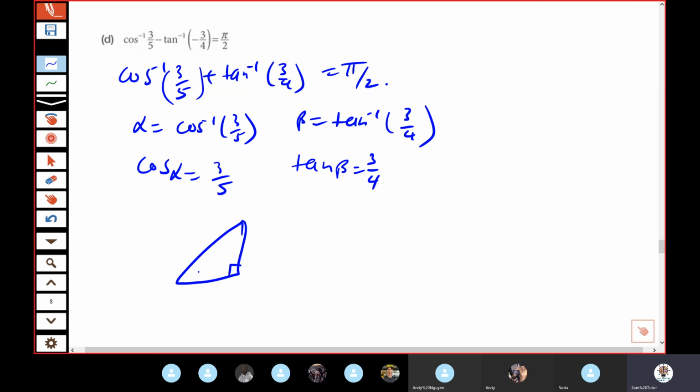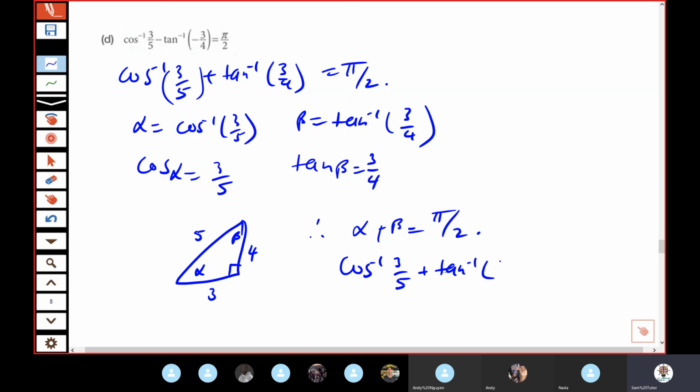Draw your triangle. Alpha is there, adjacent, hypotenuse. Beta is opposite 3, adjacent 4. Therefore, alpha plus beta must equal pi on 2. And you finish it off. You have to write pretty much everything I have written. There's one step that is different.